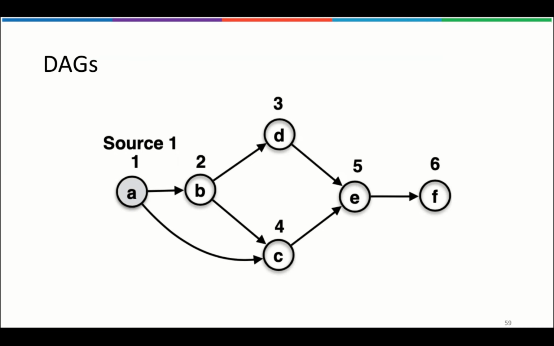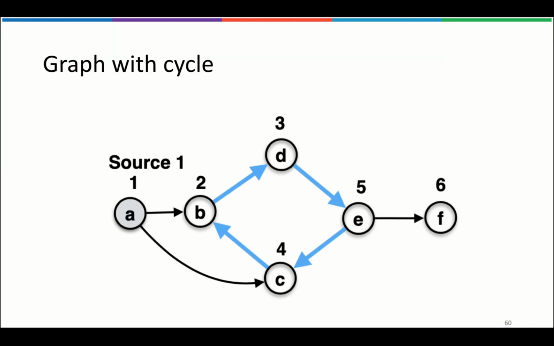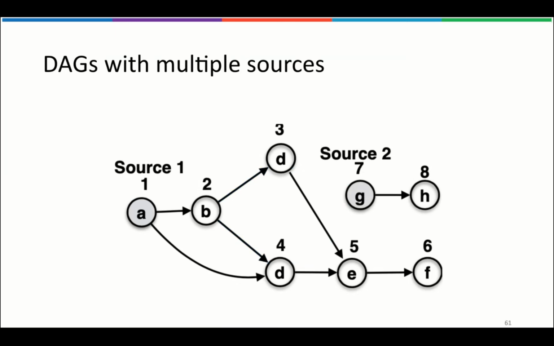Like there's a graph with a cycle here. For example, there's a cycle between B, D, E, C. Okay, so that's the cycle here, and there are DAGs with multiple sources like source 1 and source 2, and this is also a kind of disconnected graph. We can call it a forest, right?